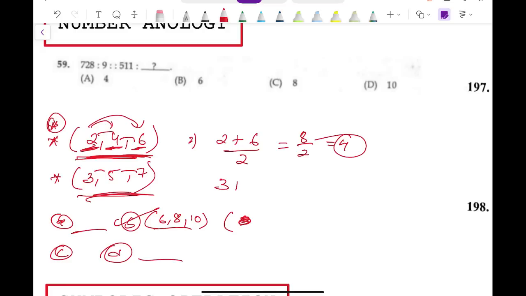First term plus second term divided by 2, which is 10 divided by 2, which is 5. See, first term plus second term divided by 2 is nothing but 5. Like that, okay? That's how we do.